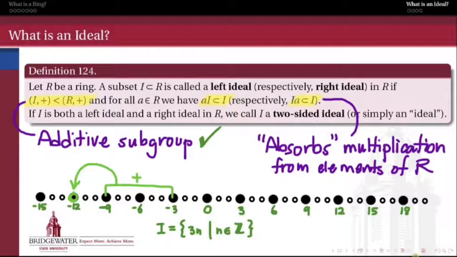So what that means is if I take an element from I and any other element from the ring of integers, so 6 and 2 for instance, so 2 doesn't belong to I, but if I multiply 2 times 6, I do also get another element of I. So this is an additive subgroup, and we can also multiply by any integer at all and get another element of this subset. So this actually is an ideal.